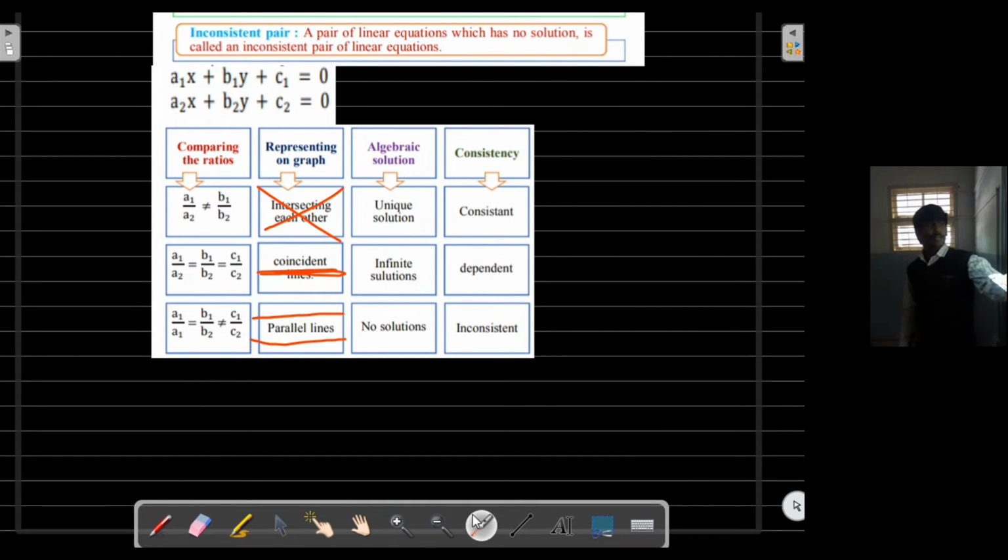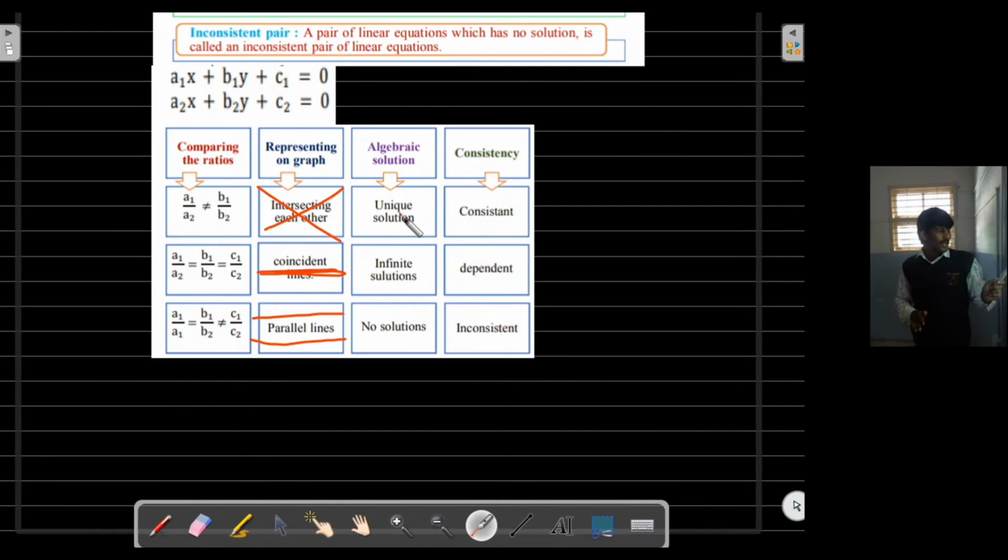How many solutions exist? Only one solution. Intersecting lines mean only one solution. So consistency means whether solutions exist or not; it may be one solution or many solutions. Solutions exist, so therefore it is consistent.